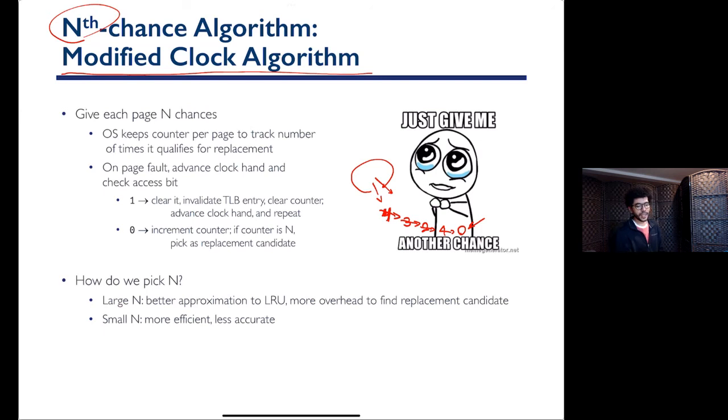Now, if you pick n to be a large number, then you're adding more overhead because your clock hand is going to just keep rotating and updating these numbers to find a replacement. So that increases the overhead of finding a replacement. If you pick a smaller n, then your approximation of LRU is less accurate. So it's an option that you have.